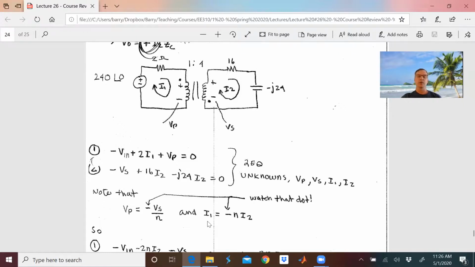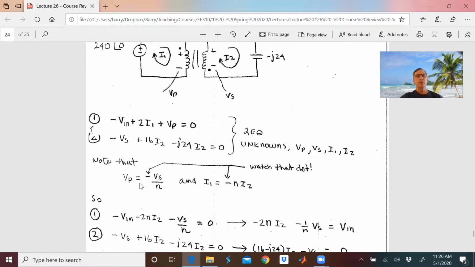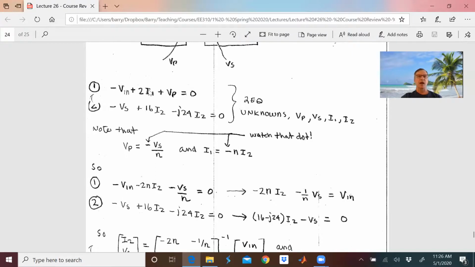No, we're good here. So I1 equals minus N times I2. You stay asleep, I'm almost done with this lecture. And so now we can relate things in here. So we'll say that I1 in equation 1 is equal to minus N I2, so I've replaced that. And V primary in I1 is equal to V secondary divided by the turns ratio. And so that reduces over here.